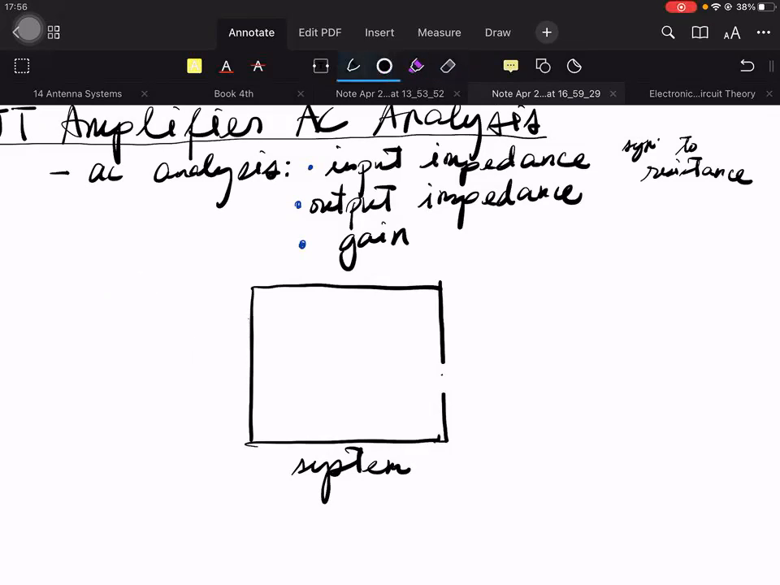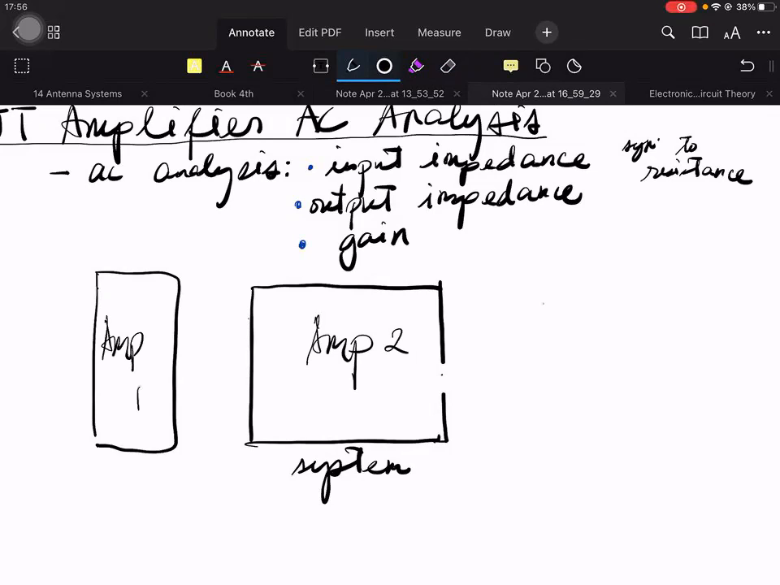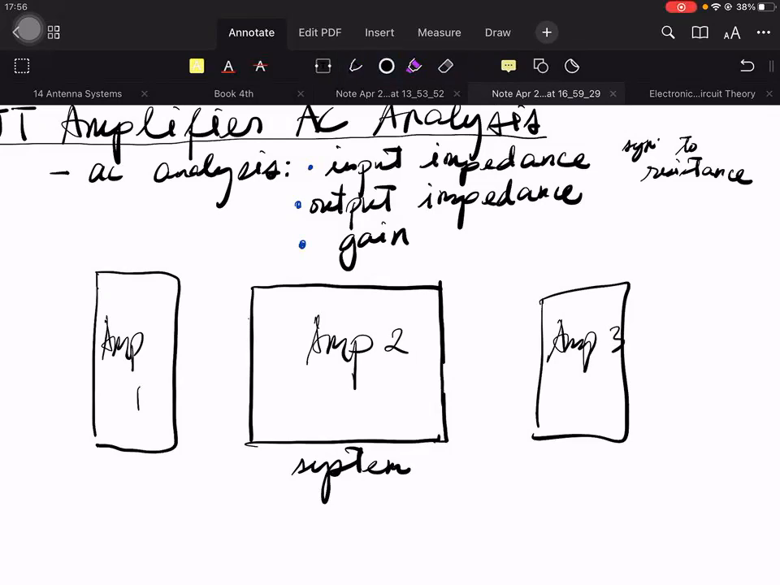Or maybe we will connect our amplifier to another amplifier. Maybe this is an intermediary amplifier, amplifier 2. We'll connect it to amplifier 1, and in turn, we'll connect amplifier 2 to another amplifier 3. Each of these amplifiers, technically, has its own purpose. But right now, let's just say that we could connect amplifier 1 to amplifier 2 and amplifier 2 to amplifier 3.